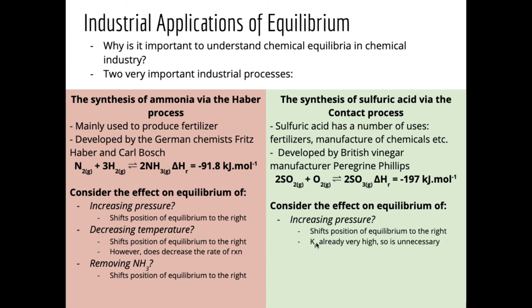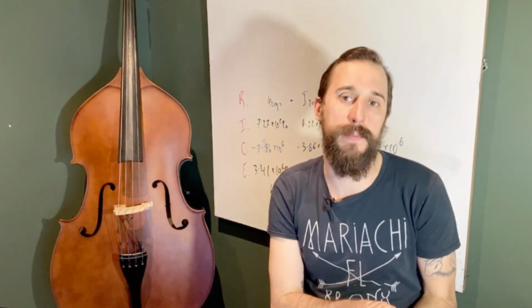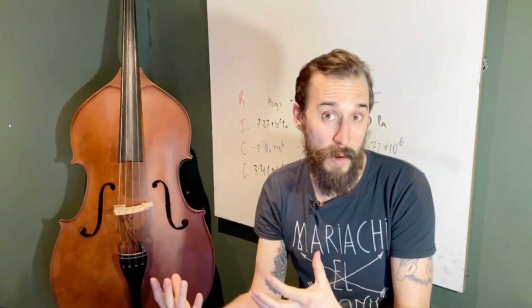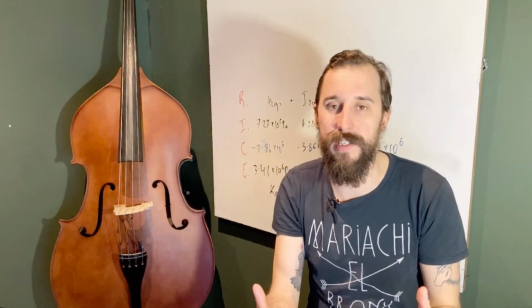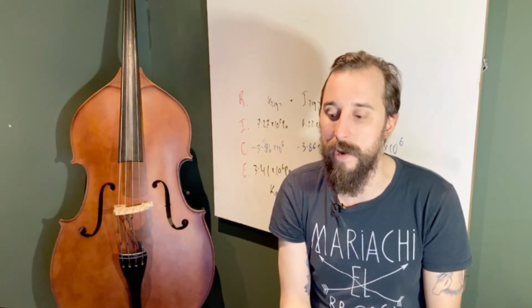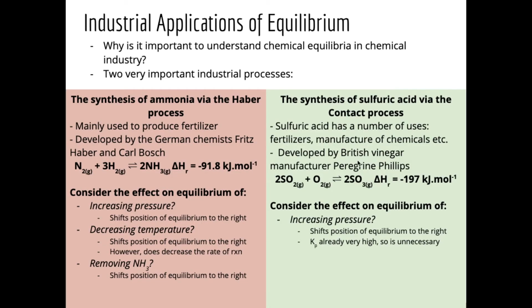And in fact, we already have such a high Kp value that we don't necessarily have to do it under high pressures because it's already such a strong equilibrium towards the right. So in fact, this part is just done under atmospheric pressure because that's going to be cheaper and we don't have to spend all that money putting that high pressure in because we're already making so much of it.